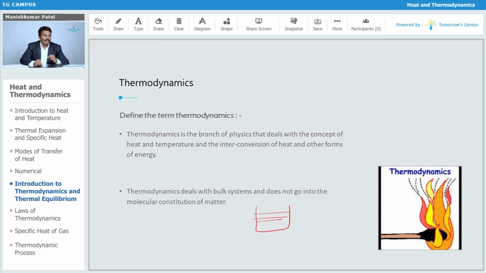Let's say this gas has been heated now. I am not interested in the particular temperature and pressure of this molecule A or this molecule B. I am completely interested in the temperature of the entire system. So you have to consider this as a whole system, which we also call a thermodynamic system in this case.